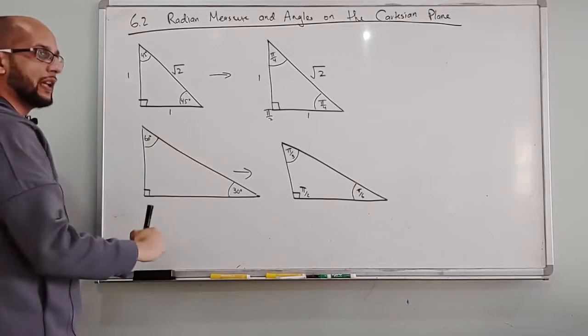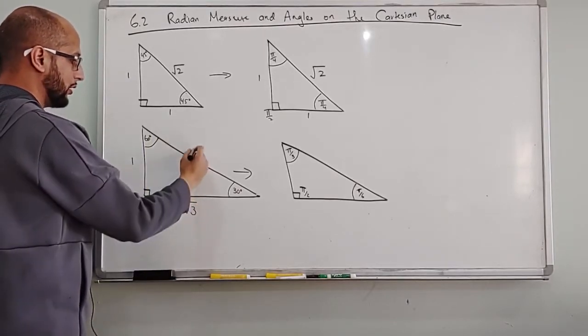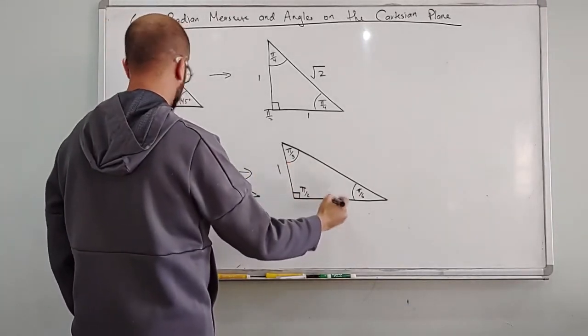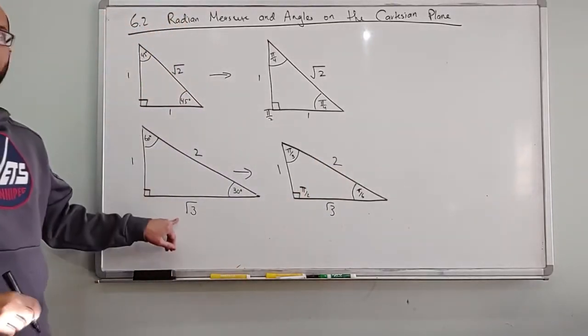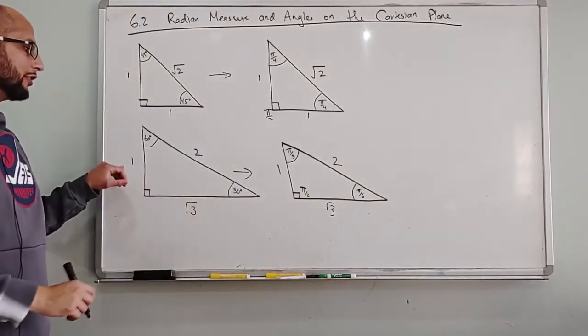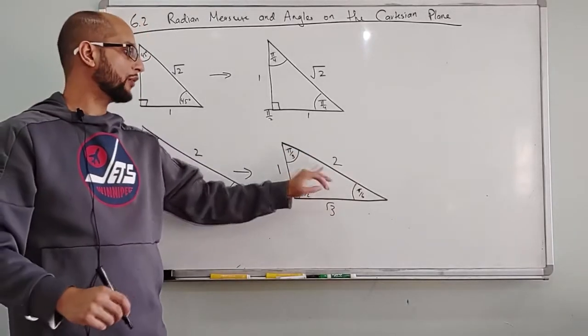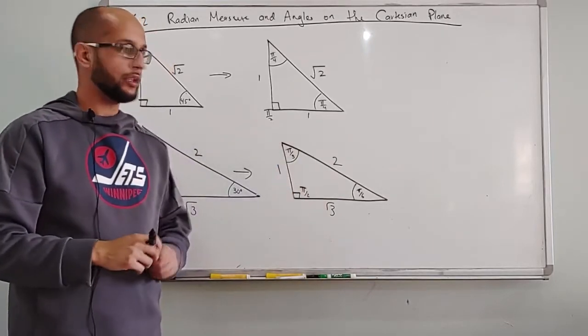For the 30, 60, 90 one, it's going to be 1, root 3, and 2. So across from 60 degrees is root 3, across from 30 degrees is 1, and across from 90 is 2. So we apply the same thing for pi over 3, pi over 6, and pi over 2 to figure out what our second triangle is going to be.